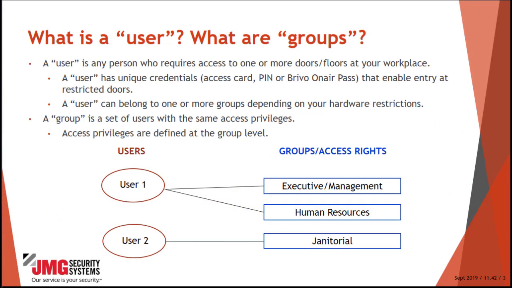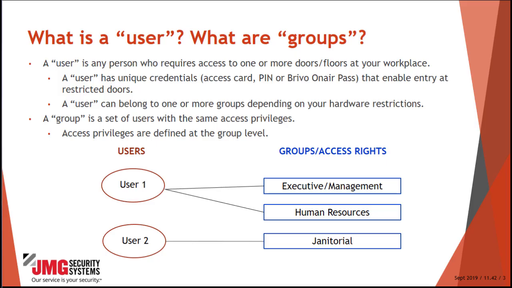Before we walk you through specific steps, it will be helpful to define what a user is and what a group is within Brivo On Air. A user is any person who requires access to one or more doors or floors at your workplace. A user has unique credentials that enable entry at restricted doors. A user can belong to one or more groups depending on your hardware restrictions. A group is a set of users with the same access privileges. Access privileges are defined at the group level.